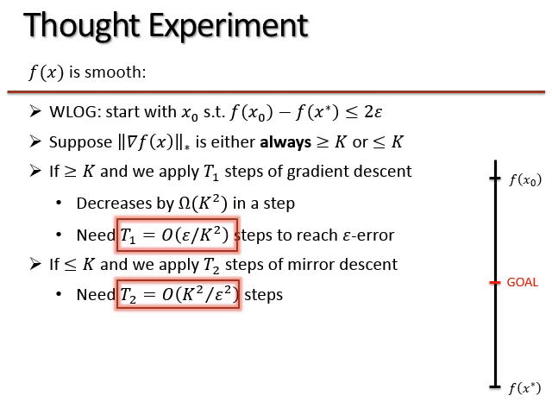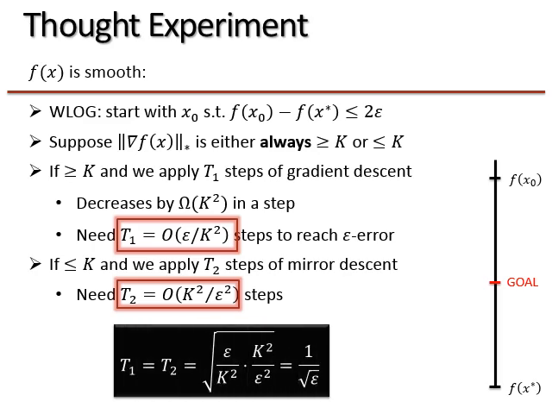And finally, by just staring at these T1 and T2 formulas, it's very easy to see that if one picks the best magic parameter k to be the value that ensures T1 equals T2, then the total number of iterations, T1 and T2, is equal to 1 over square root epsilon. Okay, so this matches the best known convergence rate of Nesterov's method, or the accelerated gradient descent method.